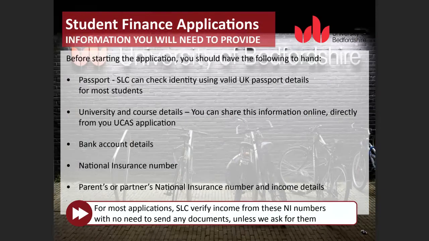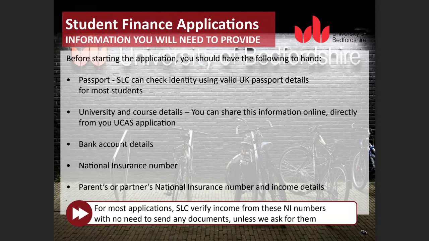In terms of the information you'll need to provide to complete your application, you're going to need to prove your identity, and the easiest way to do that is with a valid UK passport. However, if this doesn't apply to you, there are other forms of identification that you can use, and you can follow guidance on the application process. You'll need your university and course details, and you should be able to get that from your UCAS application directly. You'll need to put in some bank account details. Now, these might differ once you get to university, but you can update those at a later date.